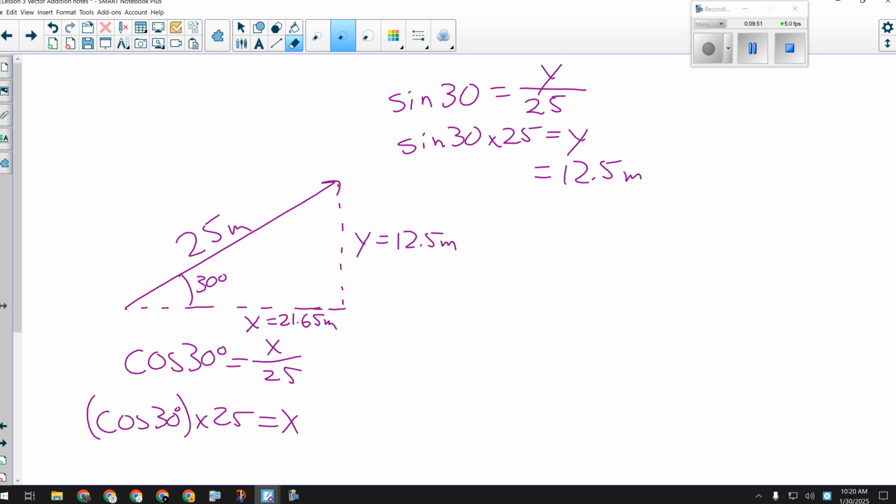Okay, so all we've done here is what we call resolving into components. We've resolved our single vector into its horizontal and vertical components. It's just trigonometry, nothing you didn't learn how to do and do multiple times in math. Okay? This is the basis for how you add vectors like this together.